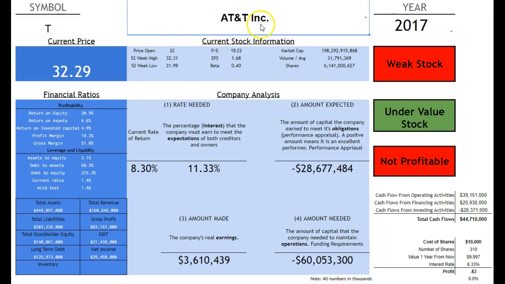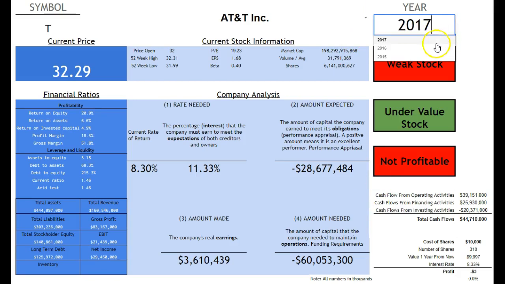So the AT&T company in 2017 shows a weak stock, undervalued stock, and it's not profitable. The reason it's not profitable, again, is because this amount surpasses this, but they were profitable in the sense that they made real earnings, and that's a good sign. Okay, let's go back a few years, 2016. 2016, the same thing.